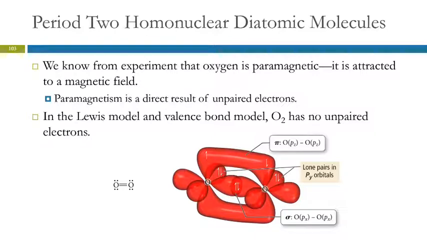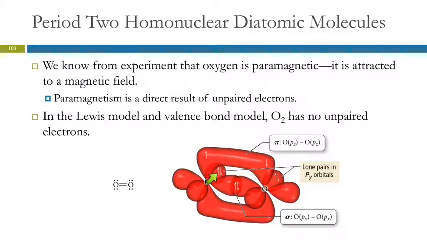So we know from experiment, we just watched the video, and of course everything you see on YouTube is true, right? Yeah. We know from experiment that oxygen is paramagnetic. Paramagnetic behavior is a result of unpaired electrons. So if we look at the Lewis model, here's a Lewis model representation of an oxygen molecule. Do you see any unpaired electrons? No, there aren't any.